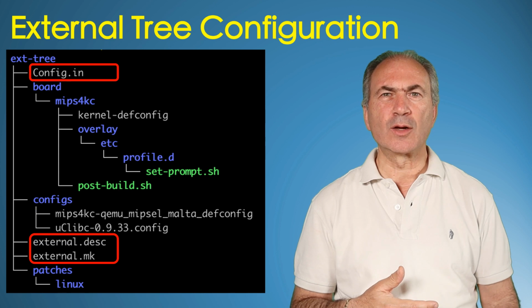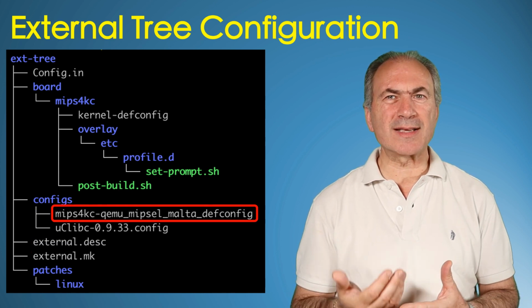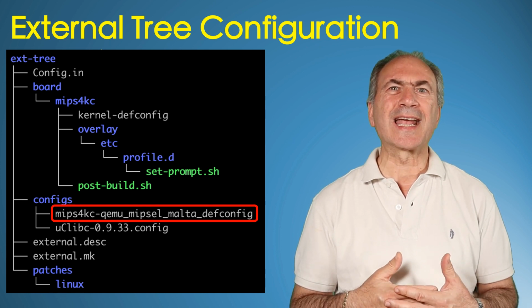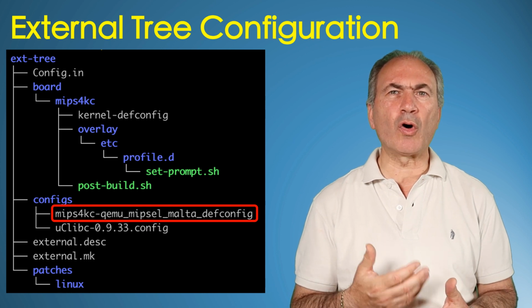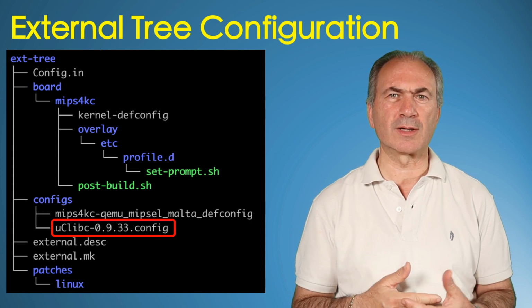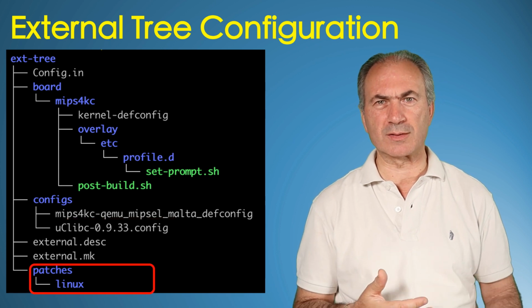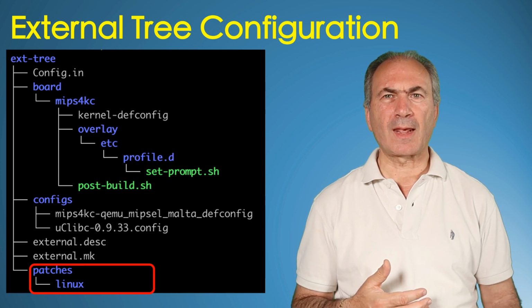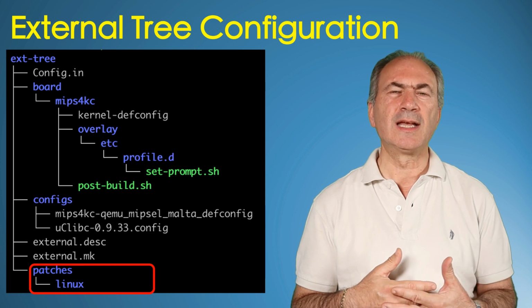Under configs, we put the Buildroot configuration. It is the customized version of Buildroot defconfig for our QEMU MIPS Malta board. In the same directory, we put also the musl libc configuration. Under patches, we could put custom patches. In this case, we don't have a packages folder because we don't have custom packages.